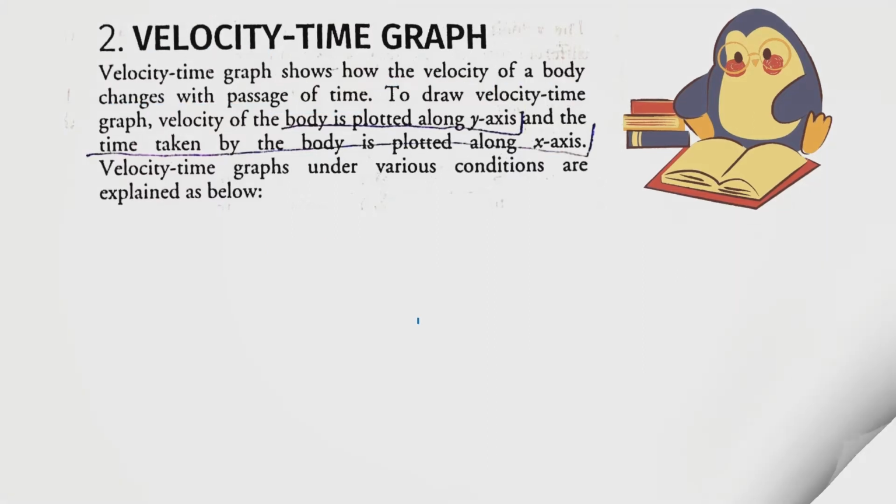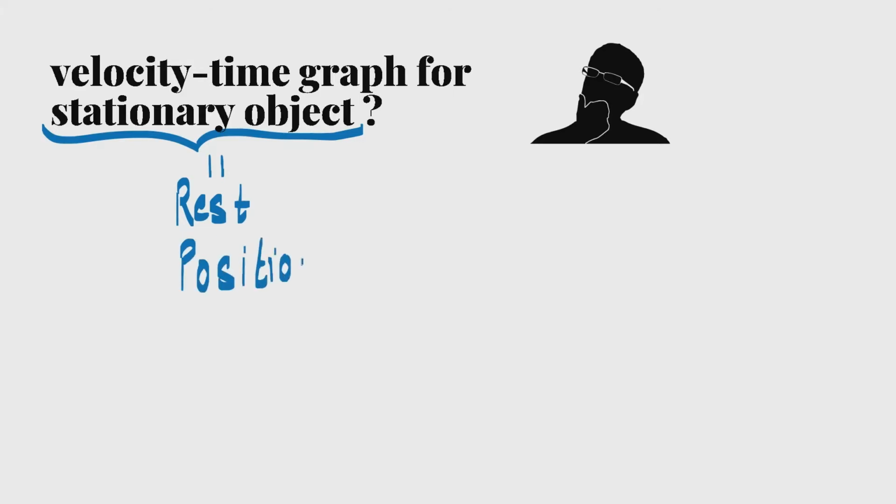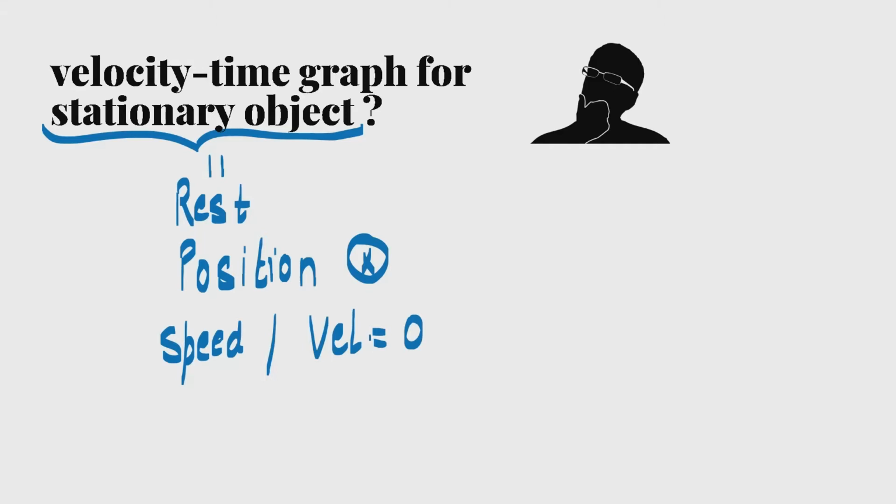Okay. Now let's take the first case, which is the velocity time graph for a stationary object. If an object is stationary, that means it is at rest, which means its position is not changing. So when a body is at rest, it is not moving at all, so its speed and its velocity, both will be what? Zero. So now you tell me what its graph will be.